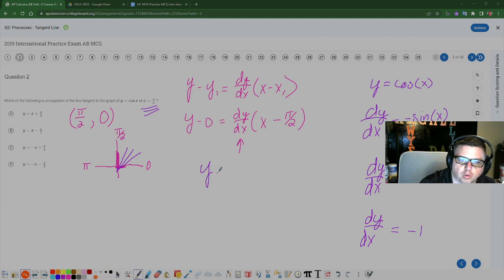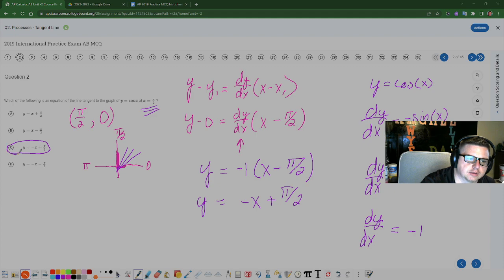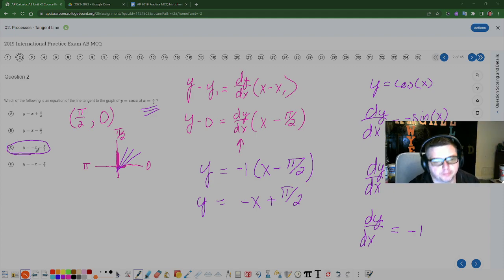So then we get y equals negative 1, x minus pi over 2, which makes it negative x plus pi over 2 equals y. Negative x plus pi over 2 equals y. All right.